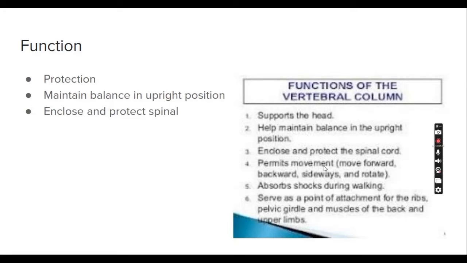Fourth one is permit movement: move forward, backward, sideways and rotate. Fifth is absorb shock during walking. Sixth one is serves as a point of attachment for the ribs, pelvic girdle and muscles of the back and upper limbs. These are the functions of the vertebral column.